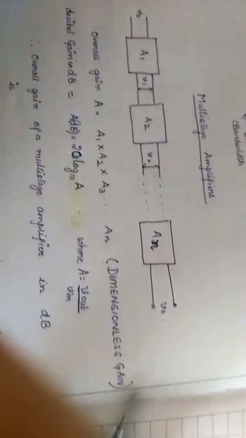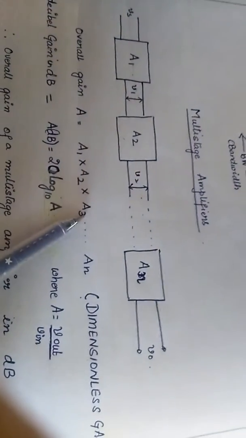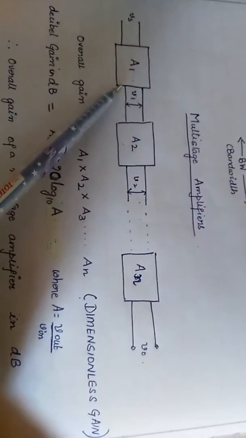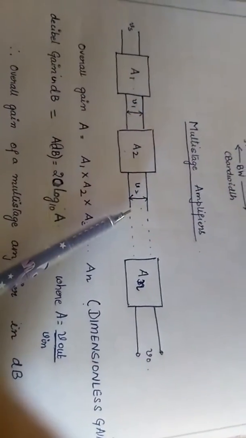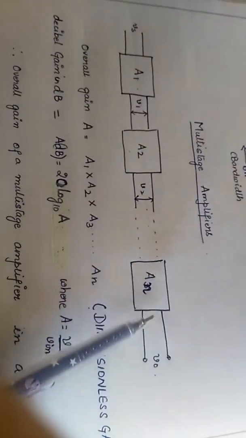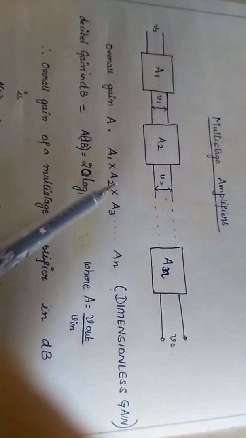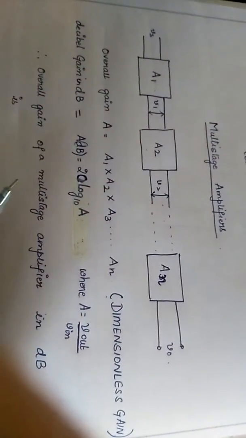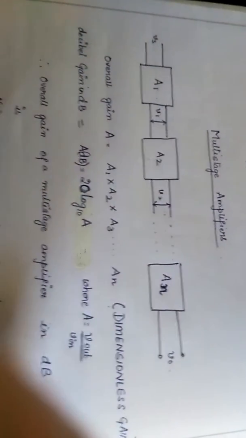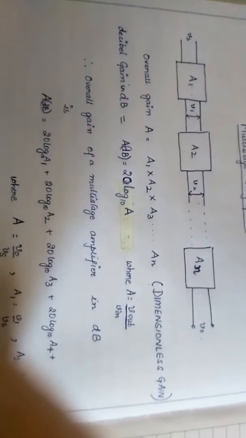We can actually take it as a small exercise and prove that the overall gain of an n stage amplifier is simply the product of the individual gains. So, you see here you have A1, the gain of first stage, A2, gain of second stage, A3, gain of third stage, and so on, An, the gain of the n-th stage. So, what you should understand here is the overall gain of an n stage amplifier is simply the product of the individual gains.